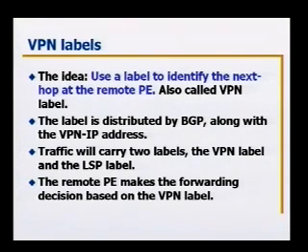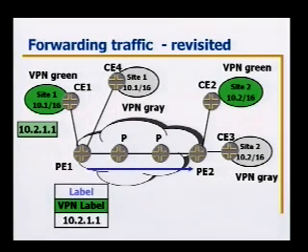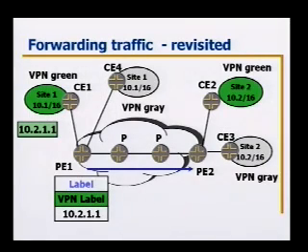So now when traffic is forwarded, traffic will carry two labels, the VPN label and the LSP label. The LSP label is the label that will give us forwarding throughout the provider's core. The VPN label is the label that's going to allow the remote PE to pick the correct next hop for this traffic. So let's see what the picture would look like now. Customer green is going to send a packet towards a destination in site 2. PE1 is going to put a two-label stack on this packet.